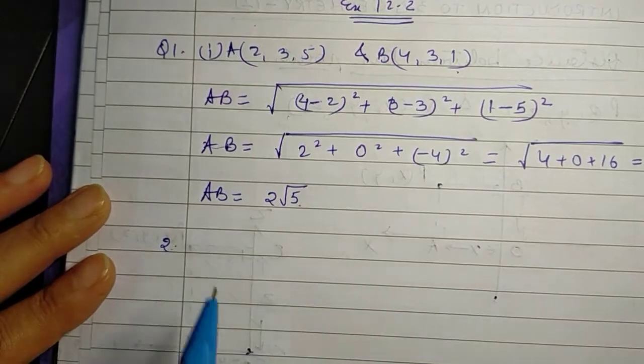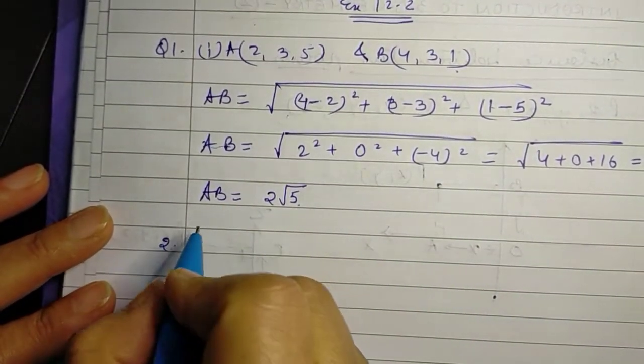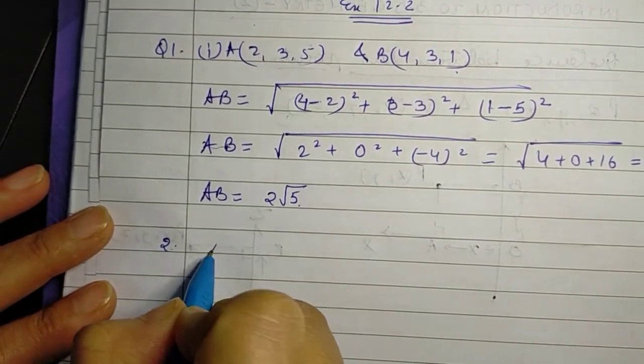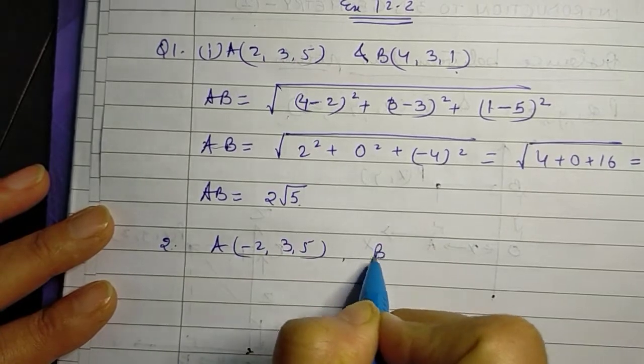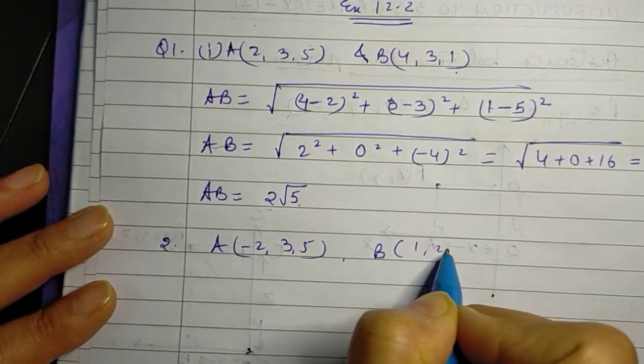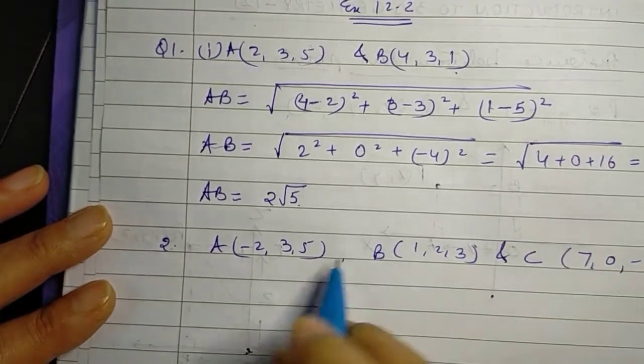Now let's see question number 2. We have to check that the 3 given points are collinear. So let us name them: A is (minus 2, 3, 5), B is (1, 2, 3) and C is (7, 0, minus 1).